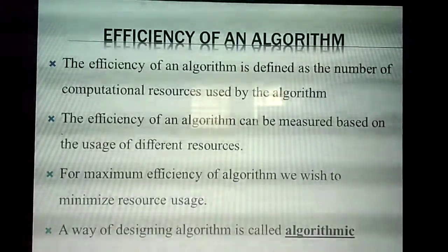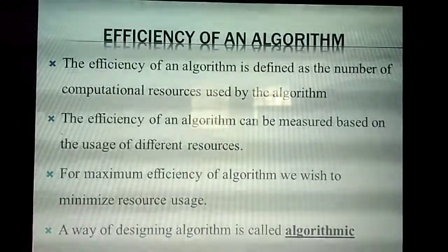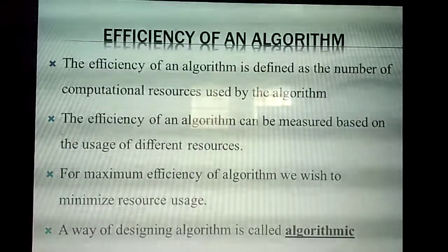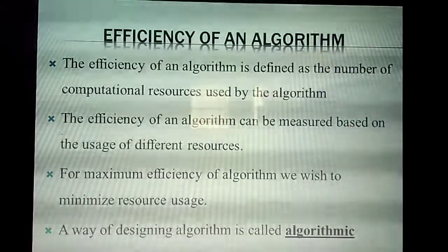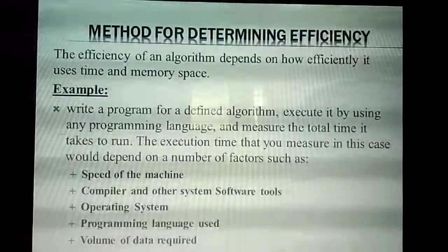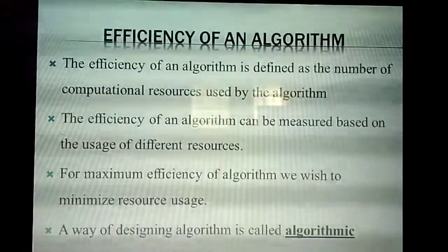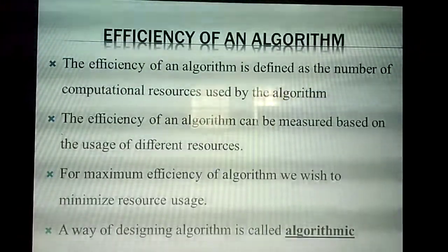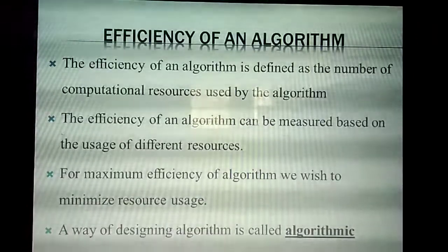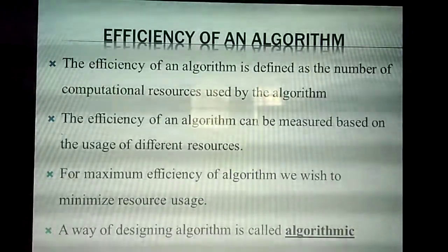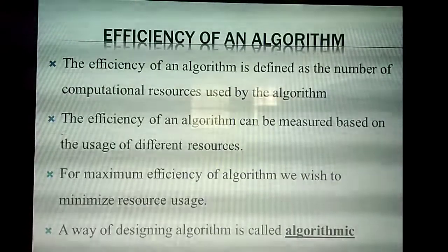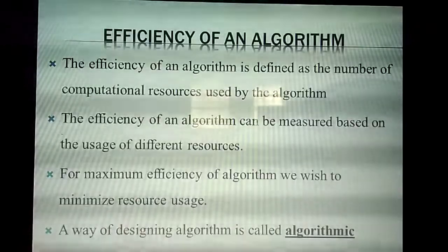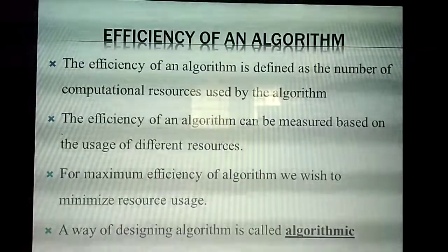Yes. Next one, efficiency of an algorithm based on usage of different resources. Same example here. Did I use only one resource in that example? No, 3 different kinds of resources. What are they? Printer, scanner, keyboard. Likewise, here also the efficiency of an algorithm is based on how many resources I am using. 2 resources means 2, 3 means 3. Based on that only I can determine efficiency.